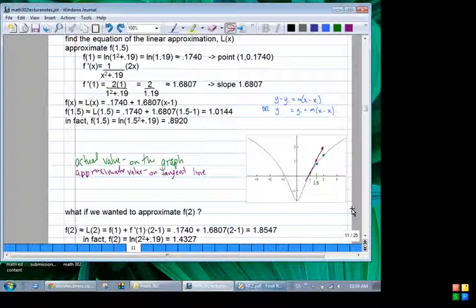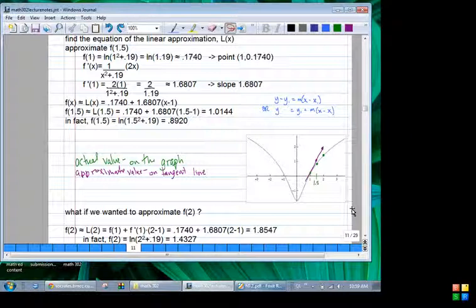So what happens as x values get bigger and bigger? What's going to happen to the quality of our approximation? It's going to get worse and worse and worse. Because just by looking at the graph, you can see that the graph is sort of peeling away from the tangent line.